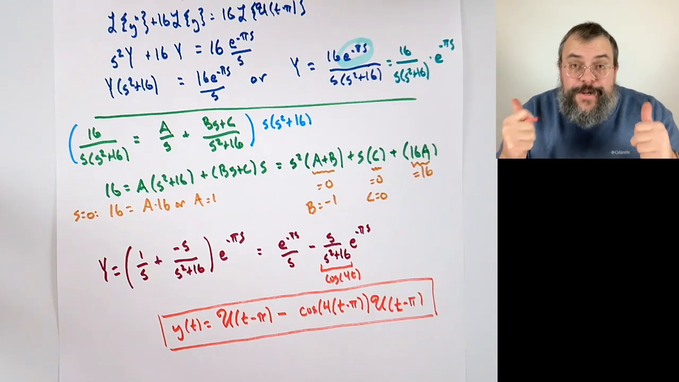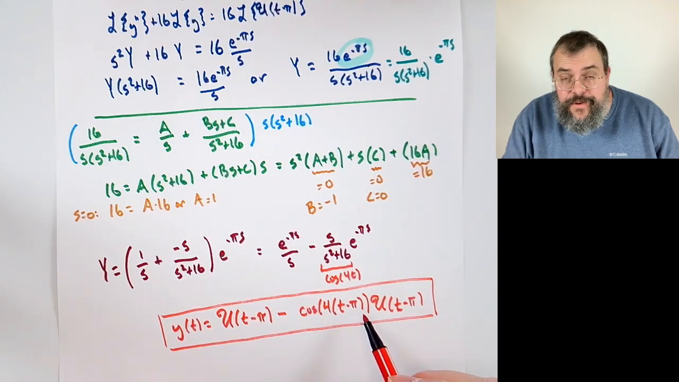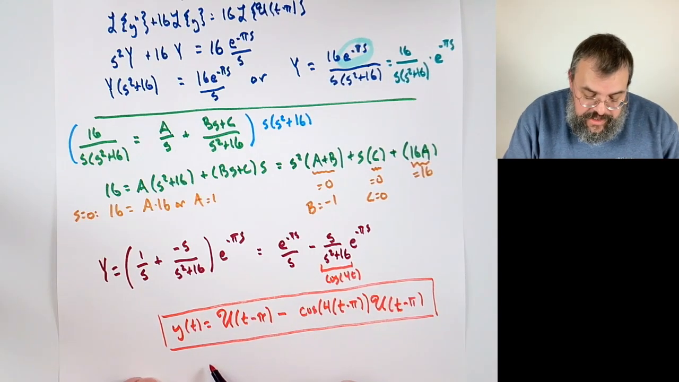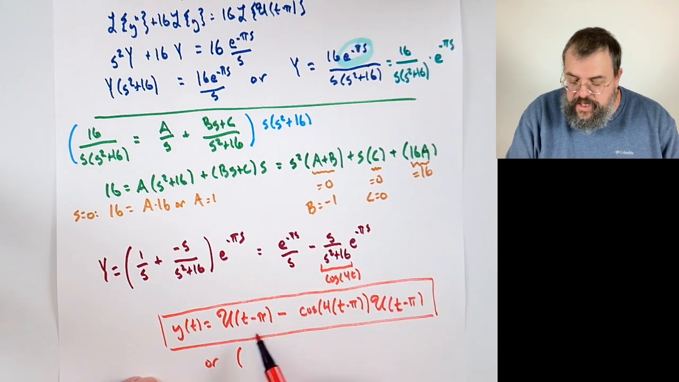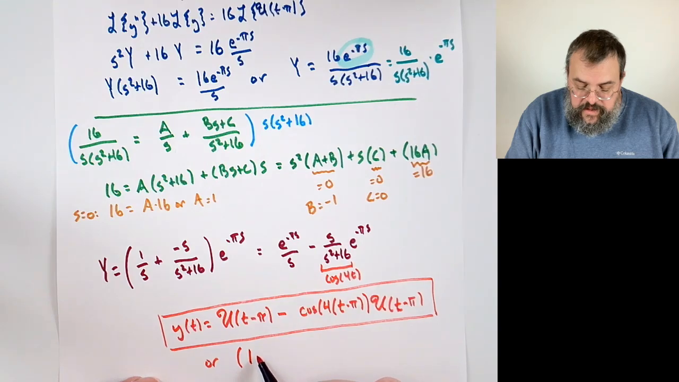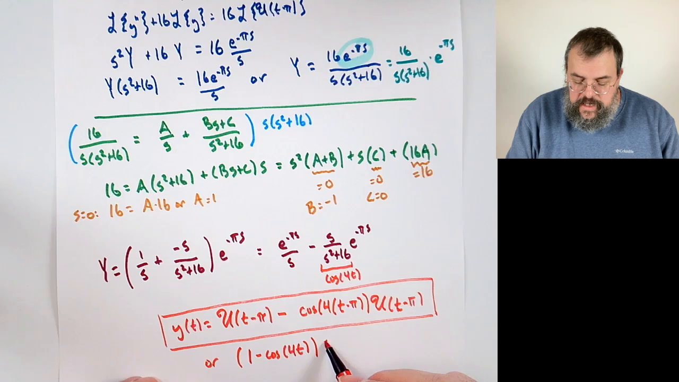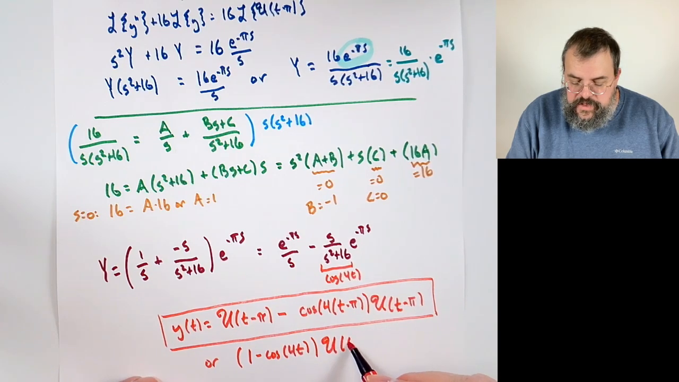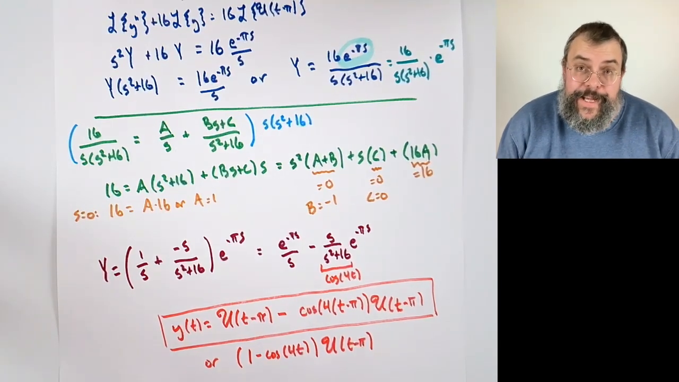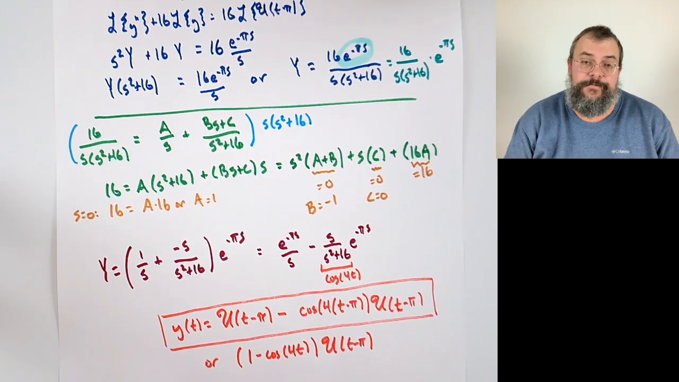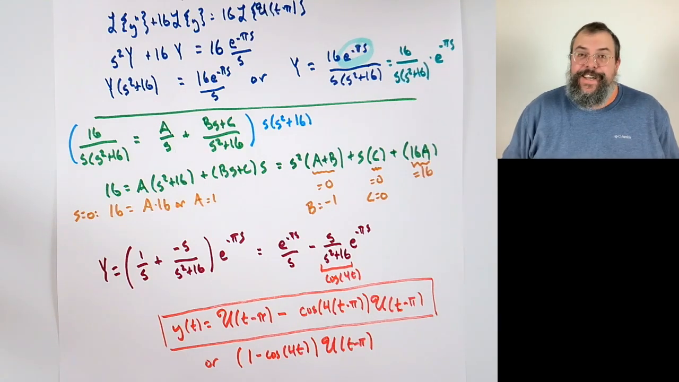That's great. It works wonderfully. You can say, oh, cosine 4t minus 4 pi, the 4 pi does nothing. So you could also have done this, and you could also say, hey, these both have u of t minus pi. So you could say this is 1 minus cosine of 4t times the unit step function of t minus pi. Okay, that's another perfectly valid answer because it's equivalent. They're the same function. All right, so that's, I think, how we wanted it to happen.